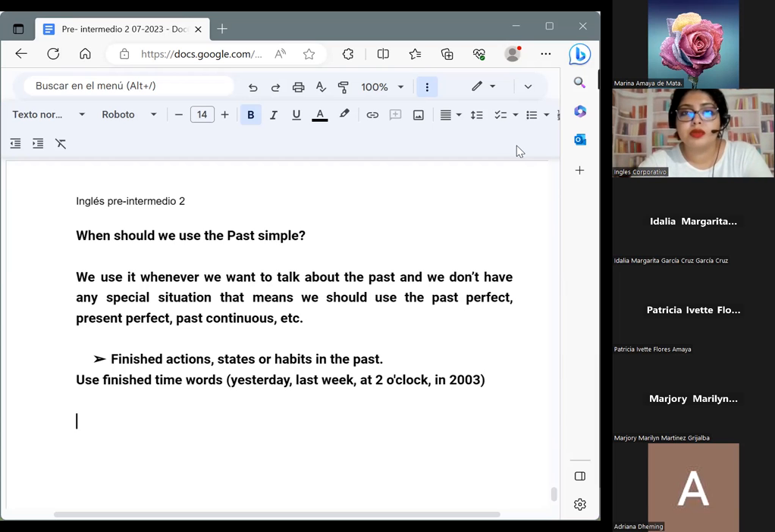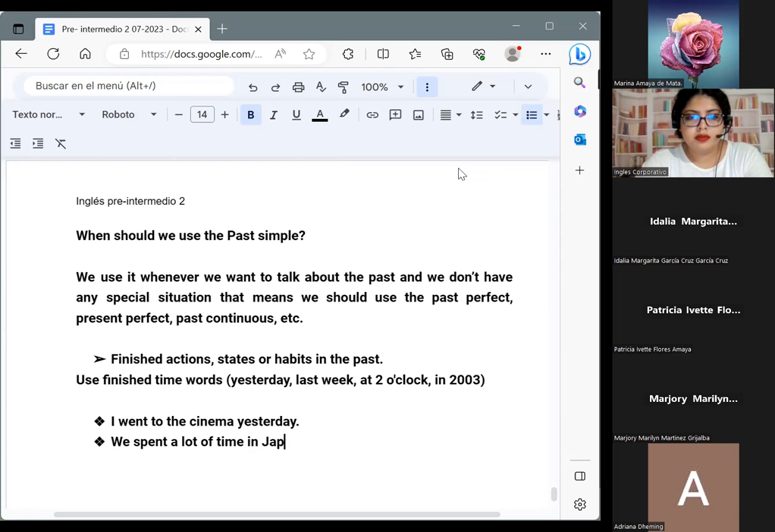And we have two different examples. In this case, we have, I went to the cinema yesterday. And the next one, we spent a lot of time in Japan in 2007. Ahí está bien claro el ejemplo. Fui al cine ayer. Pasamos mucho tiempo en Japón en el 2007. Ahí estamos especificando en qué momento se llevó a cabo esa acción y que también terminó en esa misma fecha.